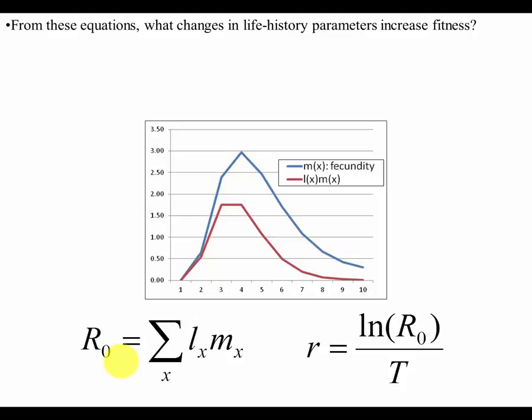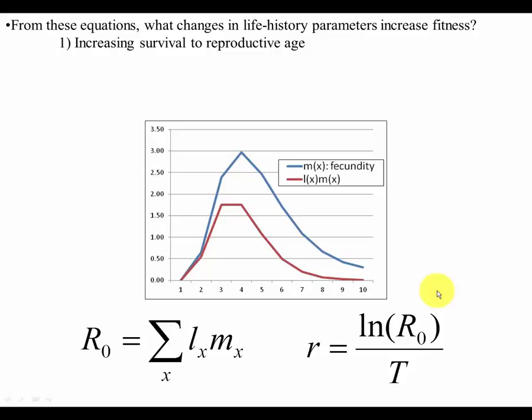Another thing that I want you to be able to do with these equations is manipulate them and get a sense of the behavior, in terms of what changes in these life history parameters increase fitness, because these are the parameters that natural selection is going to be tinkering with in order to optimize the life history to get the greatest fitness it can. In other words, you're going to tend to see organisms out in the wild where these variables, L sub x and M sub x, are set such that fitness is maximized over the lifespan.